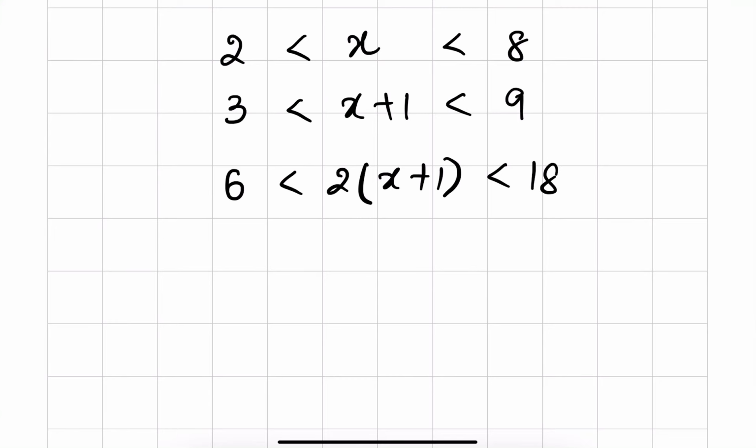What if we divided all of them by 3? 6 by 3 will be 2, less than 2 by 3 times x plus 1, less than 18 by 3 is 6. Can you see what's going on here? If you do something on one particular side, you do the same to all of them just to maintain the relationship.